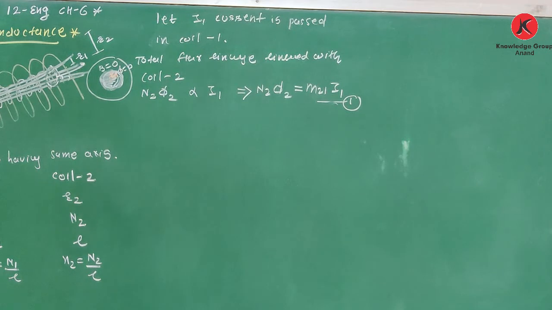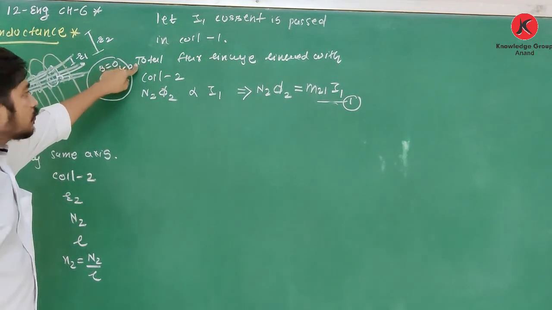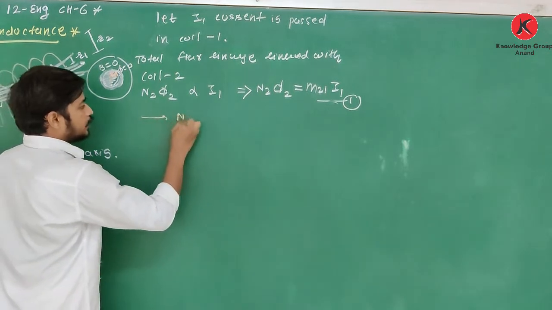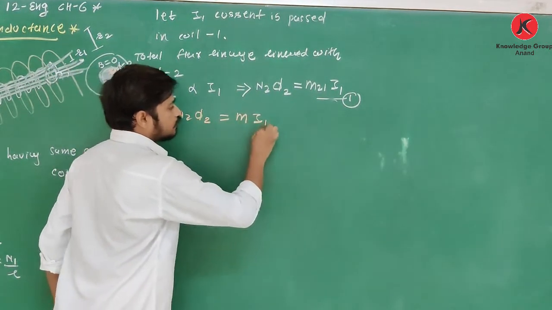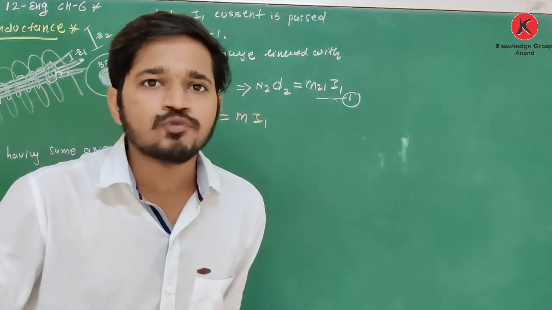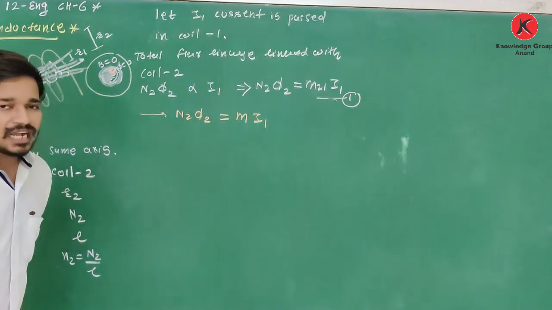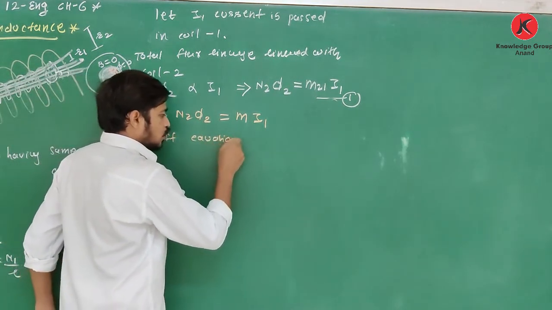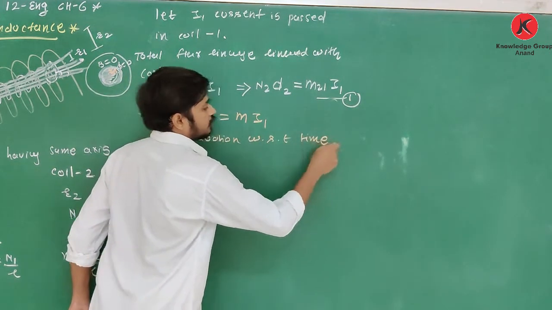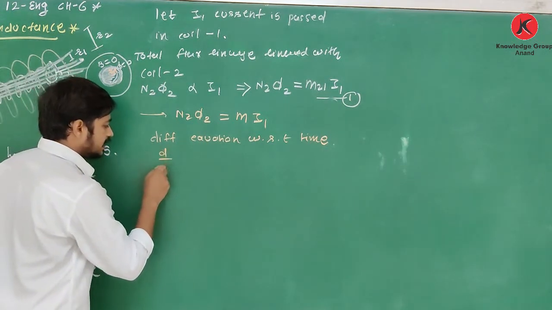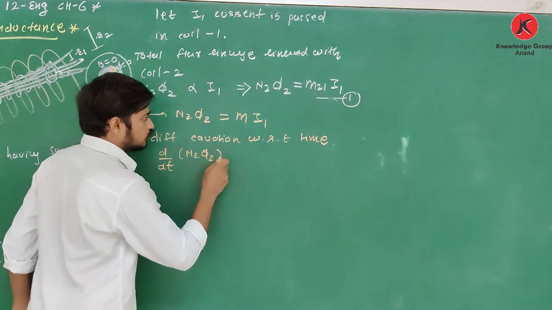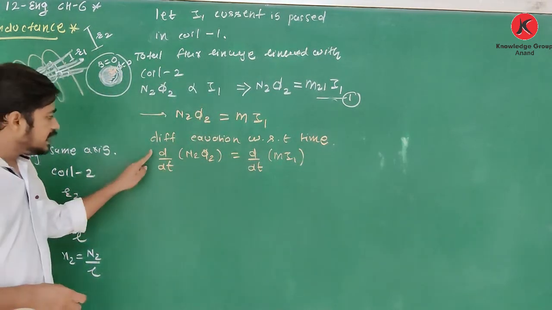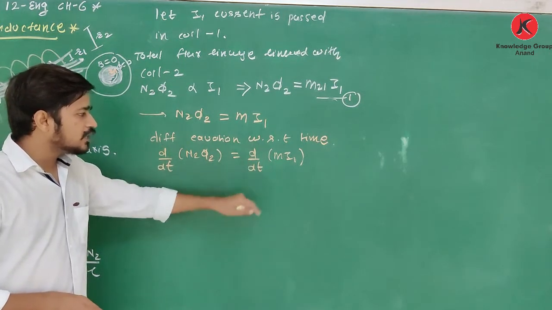Okay, now see, again, let current I1 be passed in coil 1. The total flux linked with coil 2, N2 phi 2, is proportional to I1, and N2 phi 2 is equal to M21 I1. Now I can write N2 phi 2 is equal to M I1. Why M? Because we have proved M21 is equal to M12 is equal to M. Now if I differentiate this equation with respect to time, I write d upon dt of N2 phi 2 is equal to d upon dt of M I1. Clear about this?